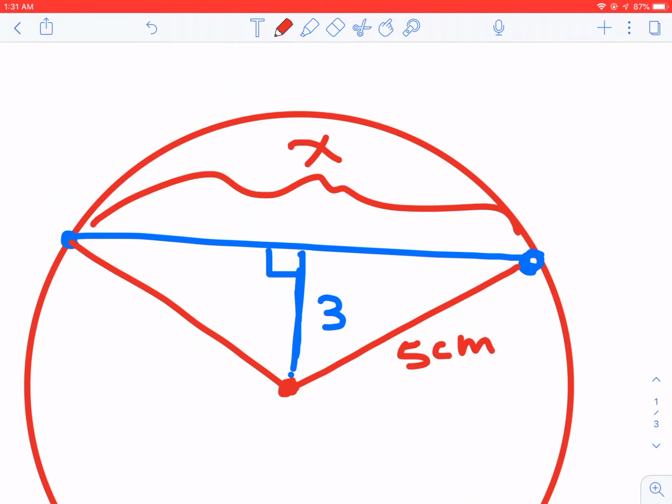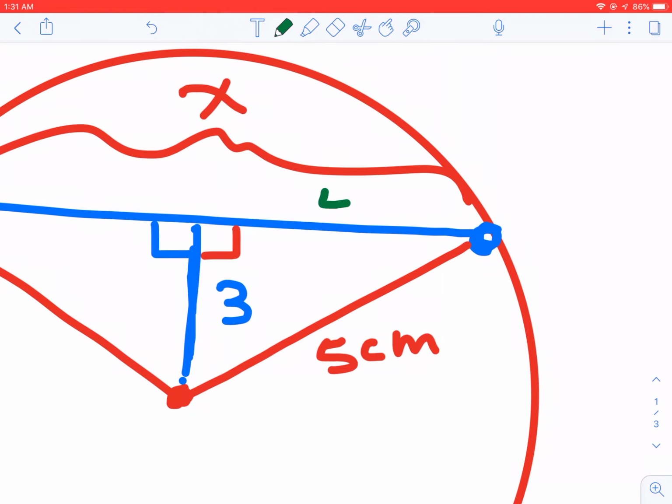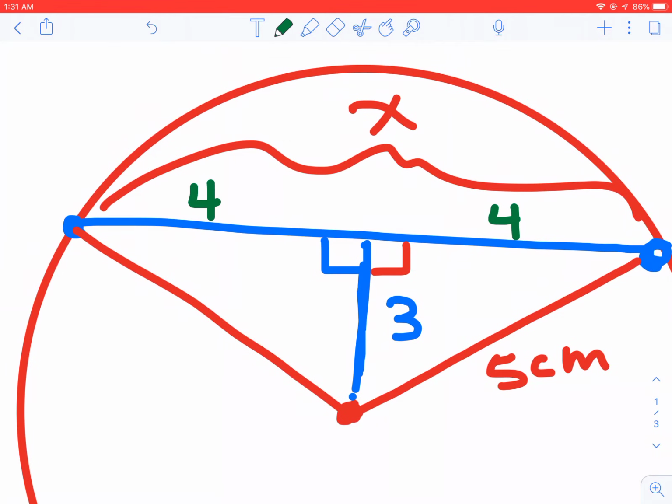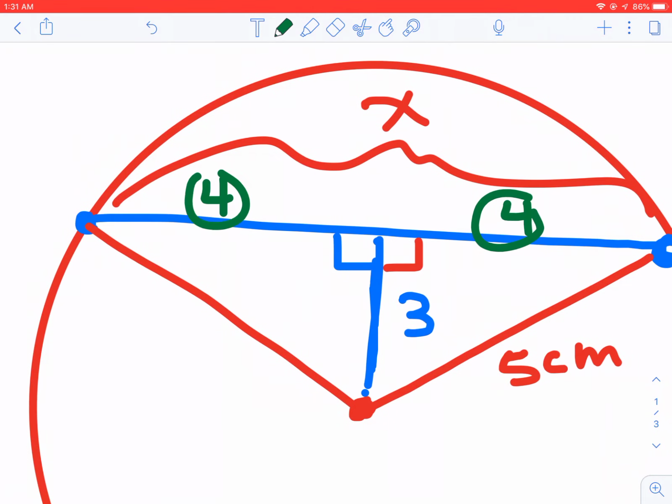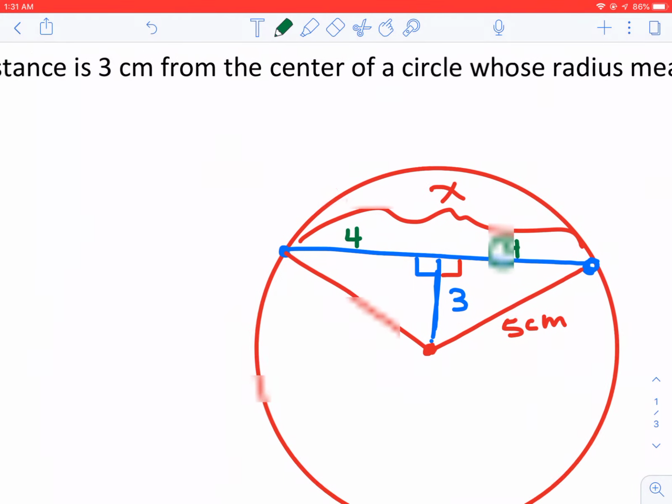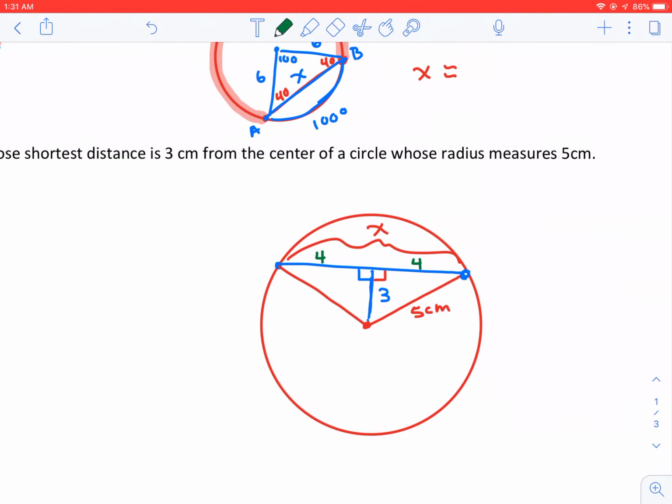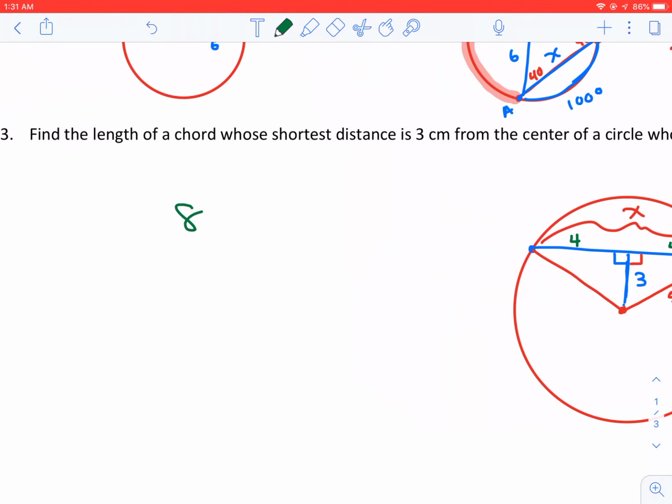So from here, I see right triangles. We can probably do some right triangle trigonometry. And actually, we can just use Pythagorean theorem, right, to solve for these lengths here. We can call this x over 2, I could call it y. But very simply, I see it is a 3, 4, 5 Pythagorean triplet. So that means that's 4. This is also 4, which means x has a length of 8 here. So the length of the chord is going to be 8 centimeters.